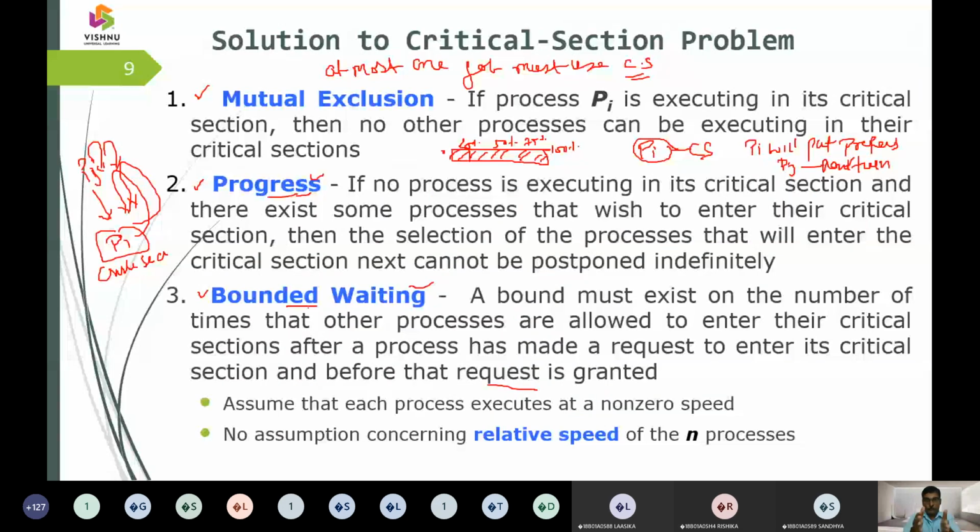Progress: what is the first process, what is the next process, what is the third process, everything it is going to define. Who is first, who is second, it is going to define. So how much PJ, the job inside the shared variable, the status it is going to update. And bounded waiting, there is no progress here.